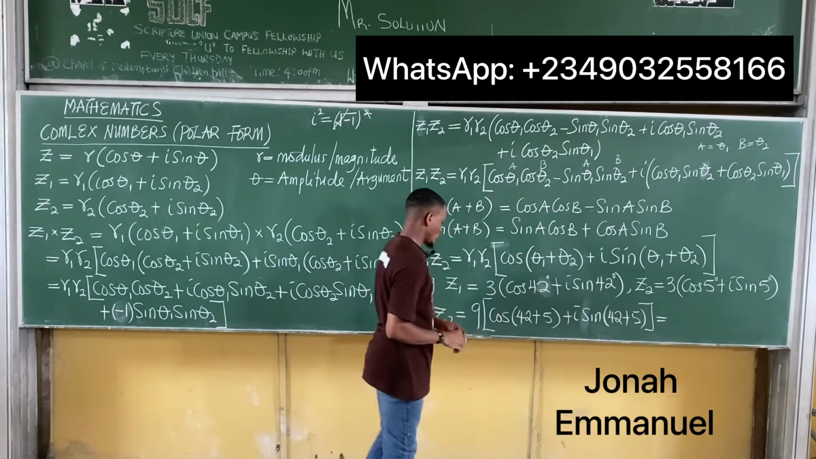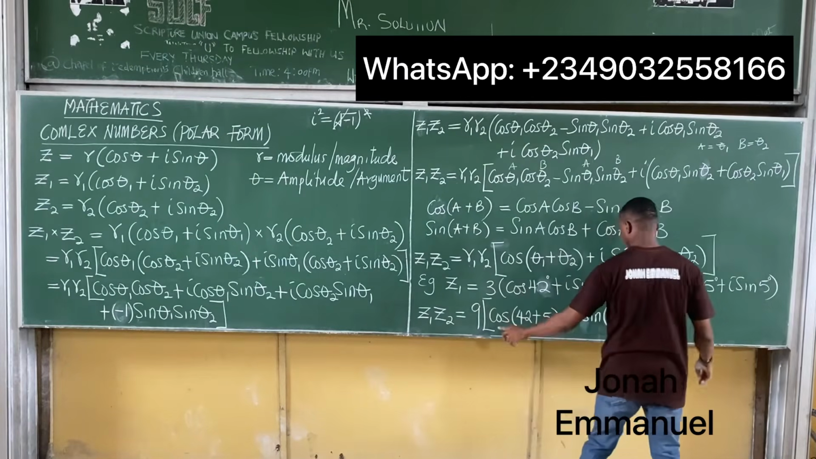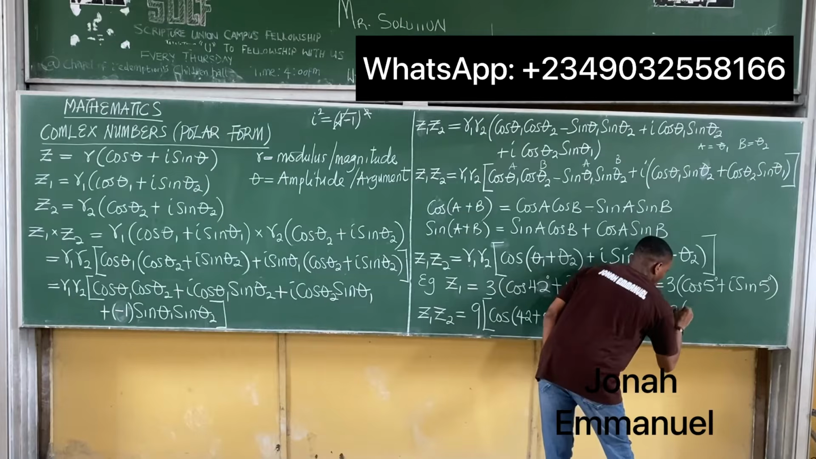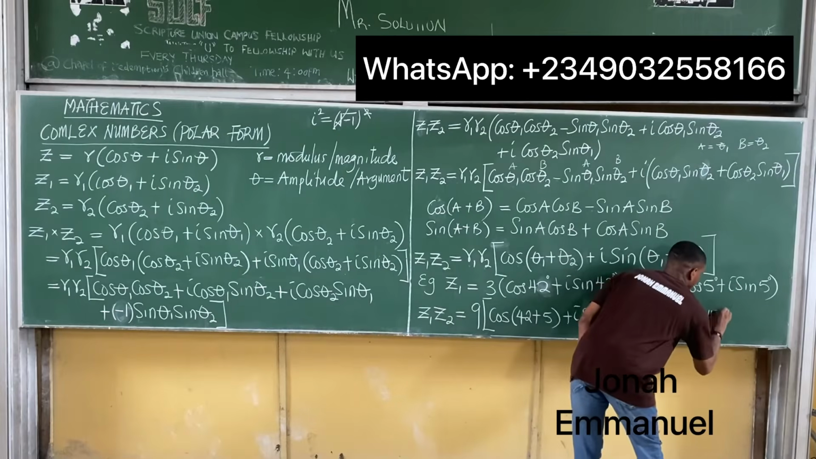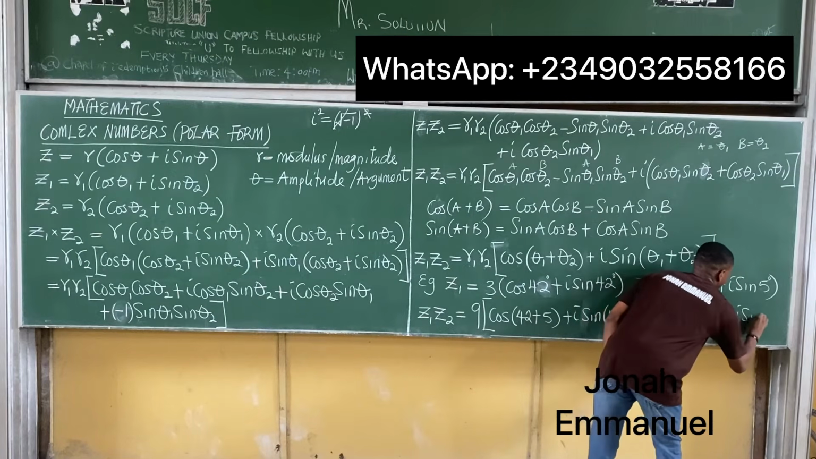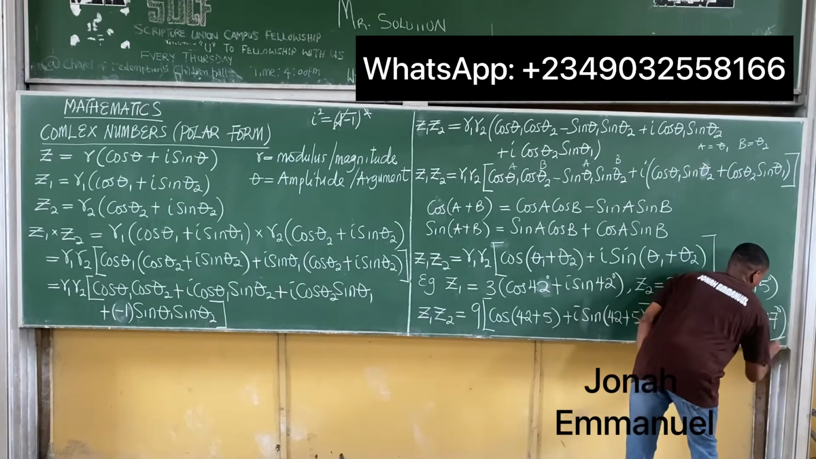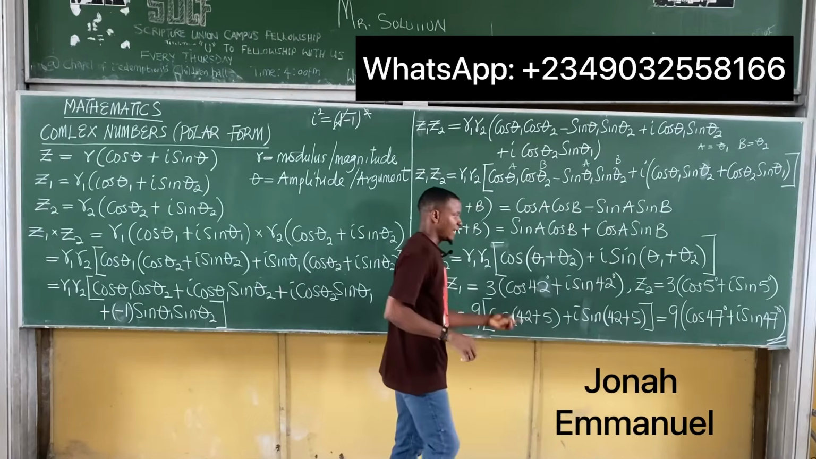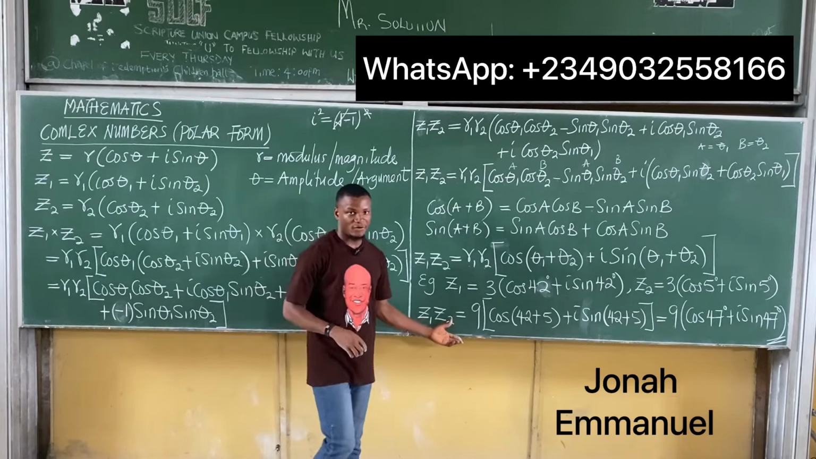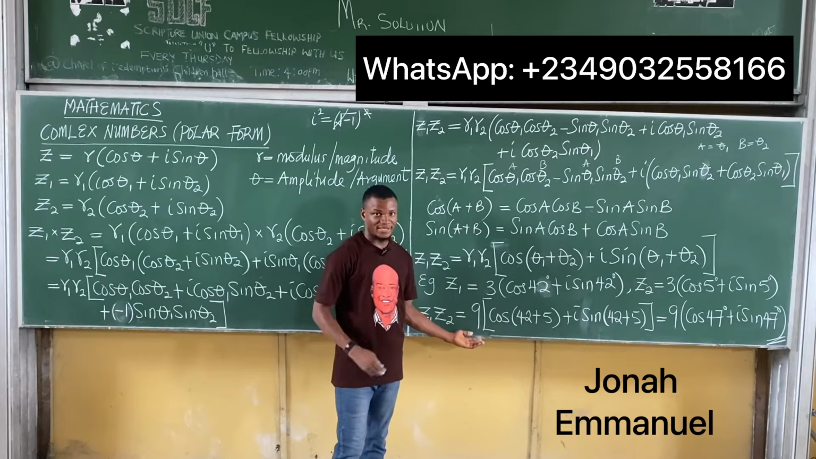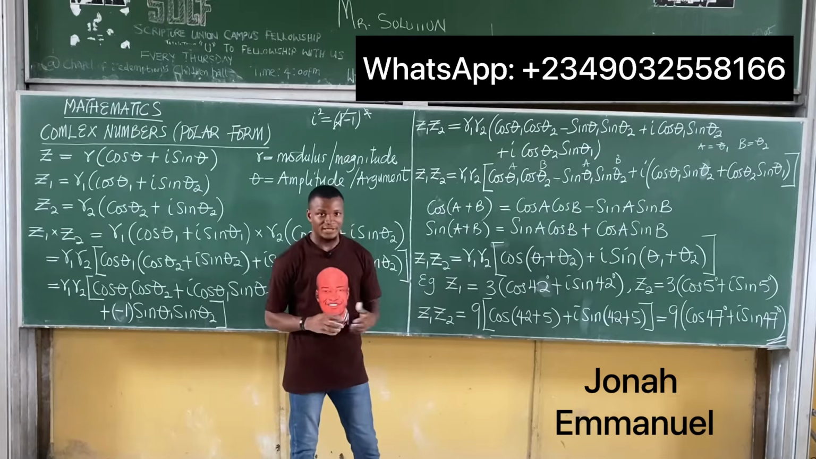And my final answer will be equal to 3 times 3, which is 9, into cos 42 plus 5, 47 degrees, plus i sine 42 plus 5, 47 degrees. So this would be my final answer after multiplying these two complex numbers in polar form. So this is how we multiply complex numbers in polar form.